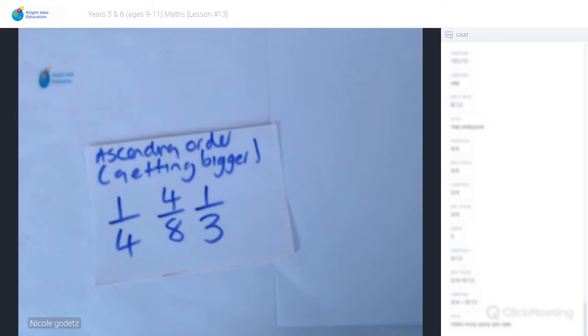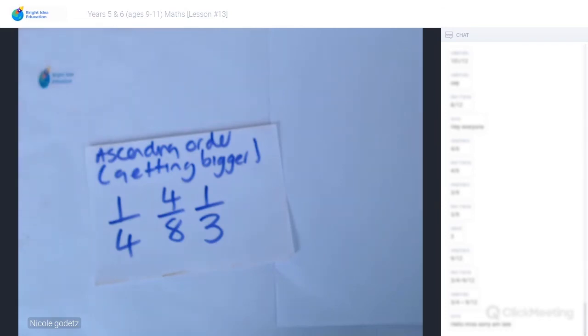Getting bigger. Now, again, let's look for things that make it easy. We could launch into finding a common denominator. But I look at those 3 fractions and I say, are they all as simple as they could be? When I simplify them all, it's much easier for me to order.